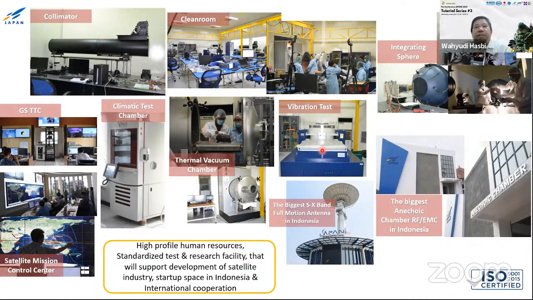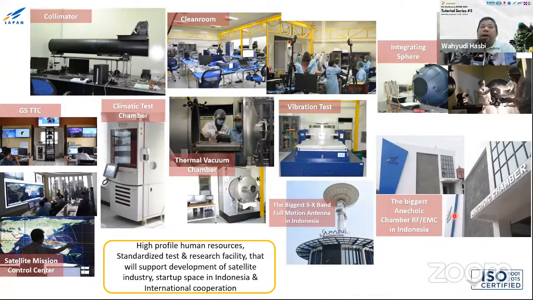Of course, we need this vibration test so that the satellite that we develop should be compatible with the launcher, right? And this is another facility, like an integrating sphere. This laboratory is very useful when you want to test your camera, lenses, and CCD and CMOS sensors and so on. And then we also have this one, the biggest anechoic chamber for radio frequency and electromagnetic compatibility in Indonesia. This is a very large, full-range anechoic chamber.